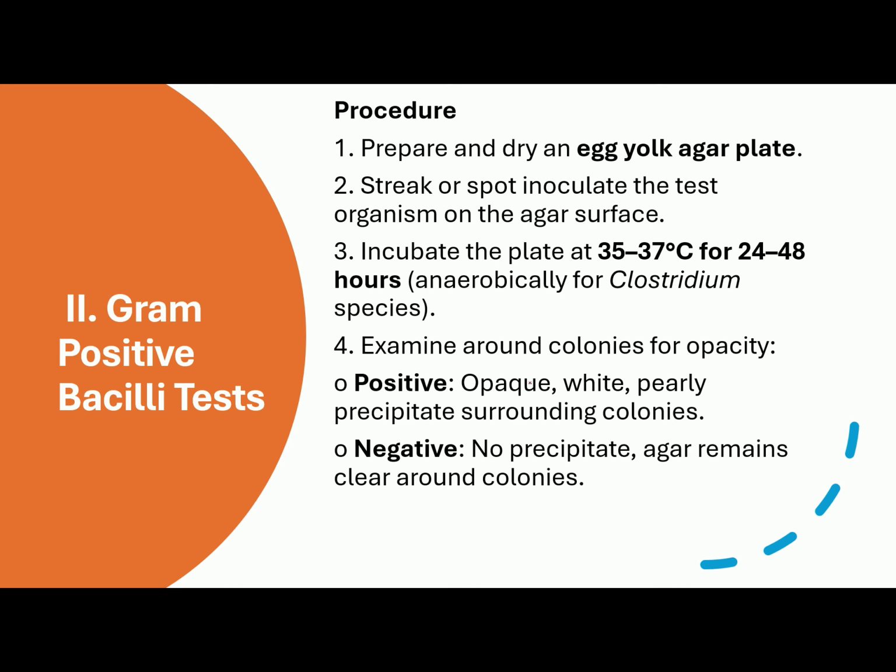So, prepare and dry an egg yolk agar plate. Streak or spot inoculate the test organism. Incubate the plate at 35 to 37 degrees for 24 to 48 hours. Examine around colonies for opacity. Positive would show an opaque, white, pearly precipitate surrounding the colonies. Negative, no precipitate. Agar remains clear around the colonies.